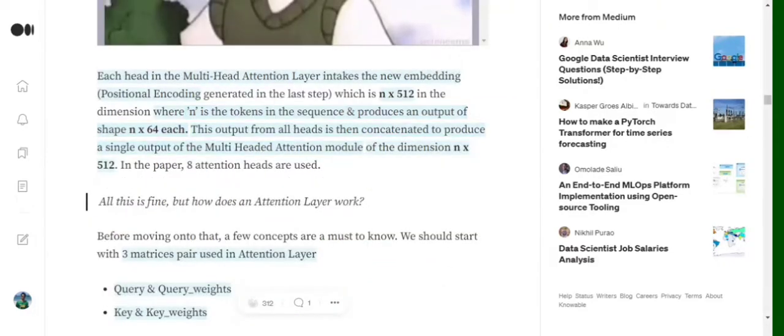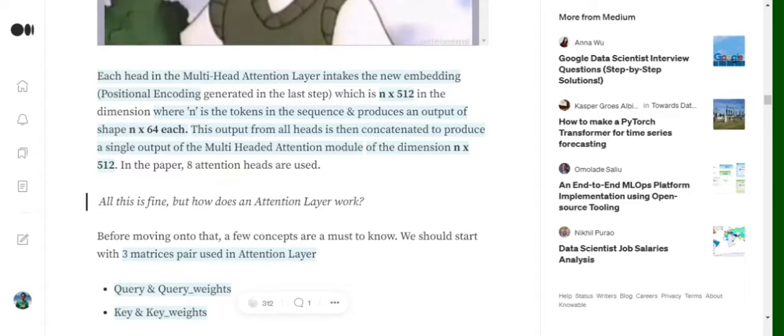So let's jump into the mathematics behind how a multi-head attention layer works and how attention is provided to different tokens in a particular input that is given. If you remember, the input embedding size that goes into the multi-head attention layer is n cross 512 in the research paper "Attention Is All You Need," where n is the total tokens in the sentence.